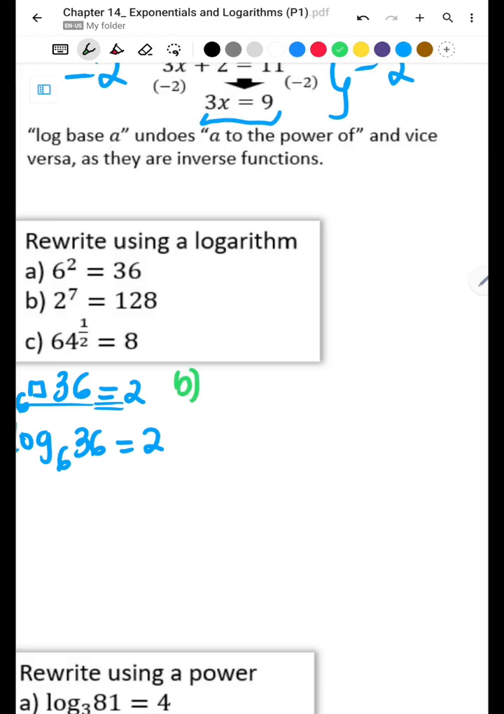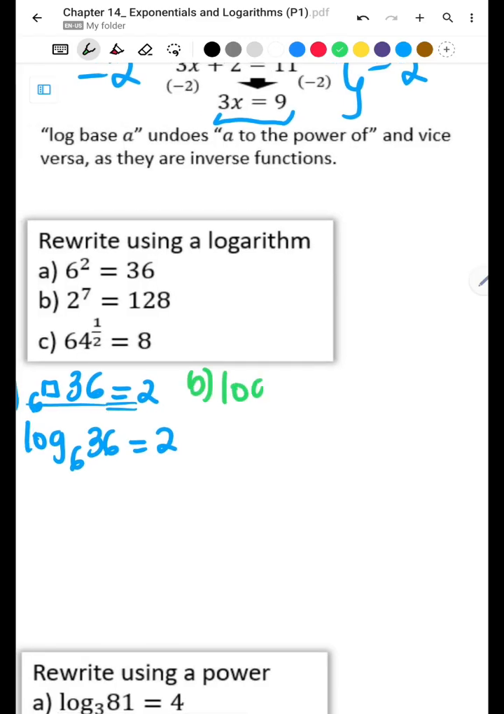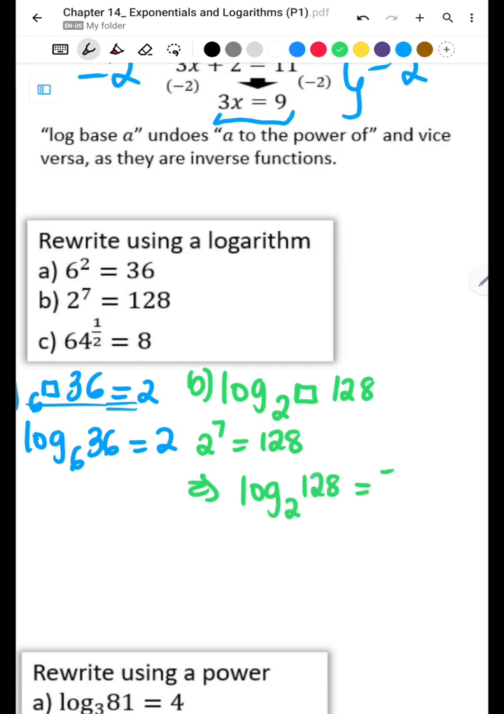For b, log base 2 of what power would give me 128? I know 2 to the power of 7 is equal to 128. So that implies that log base 2 of 128 is equal to 7.